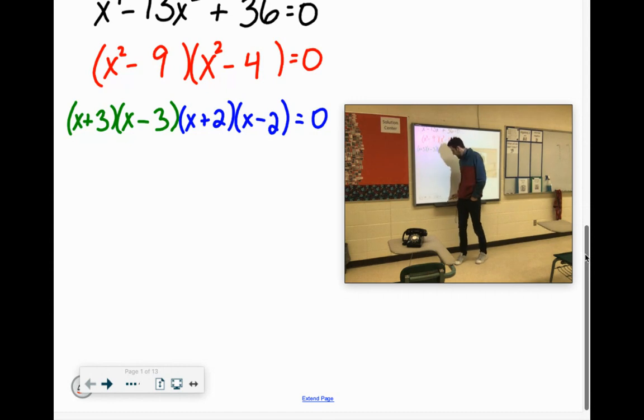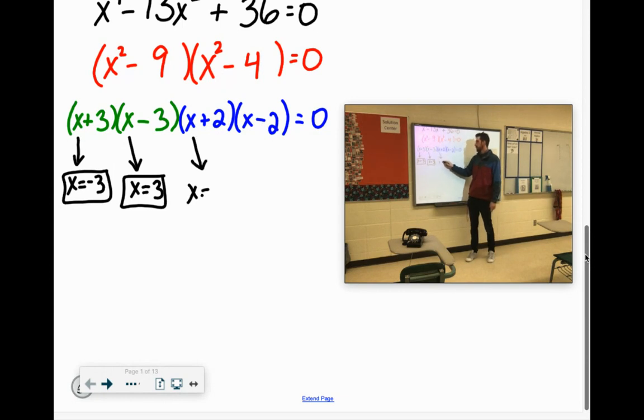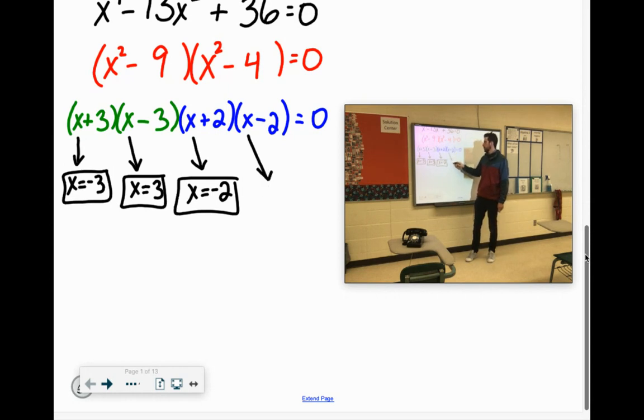X plus 3, that means x could equal negative 3. X minus 3, that one can equal positive 3. Right? It's always the opposite, because this is like x minus 3 equals 0 and solve it. X plus 2, that means x could equal negative 2. And x minus 2, x equals positive 2.